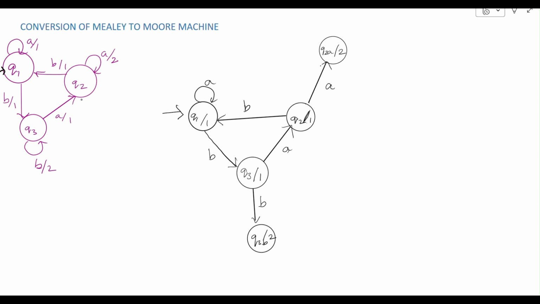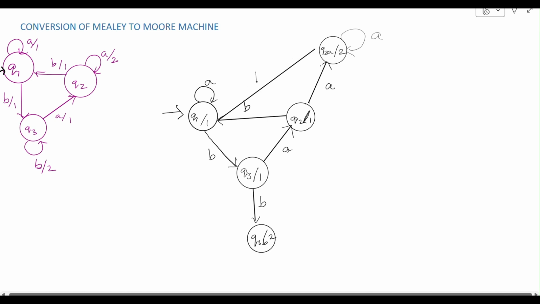Okay, so Q2A on accepting A is moving to Q2A itself, output is 2. And on accepting B, it is producing an output of 1 and it is moving to Q1.